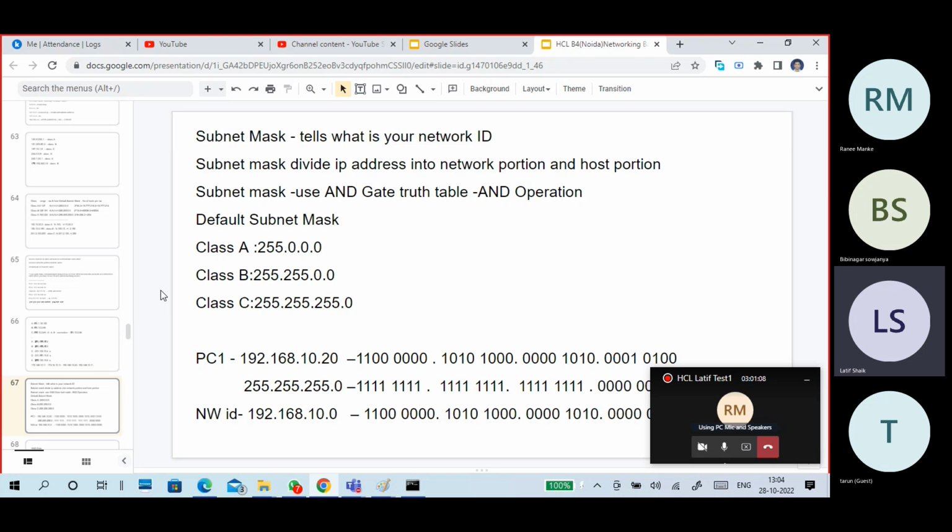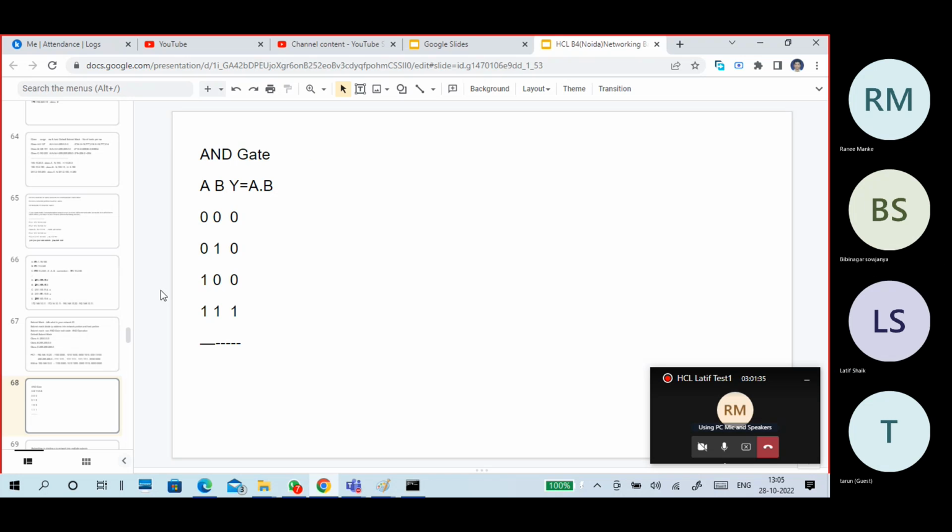So the subnet mask will tell what your network ID is. The subnet mask divides your IP address into network portion and host portion. To do this, the system uses AND gate logic with a truth table. This is called the AND operation. This is AND gate logic, guys.